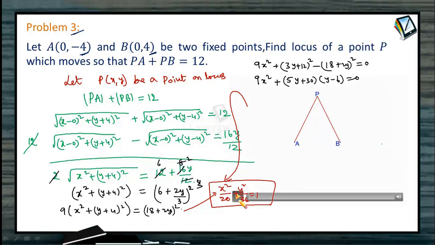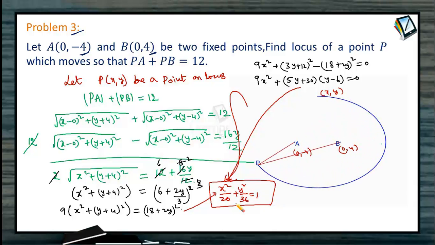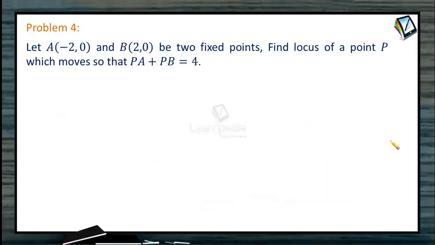We shall see the trace of this. Let this be 0, minus 4 and this be 0, 4. These two are fixed points. P is the moving point x, y. When P moves satisfying this particular condition, you can observe that the trace of it is an ellipse. So we have just now seen that whenever P moves so that PA plus PB is a constant, the locus in general is going to be an ellipse.